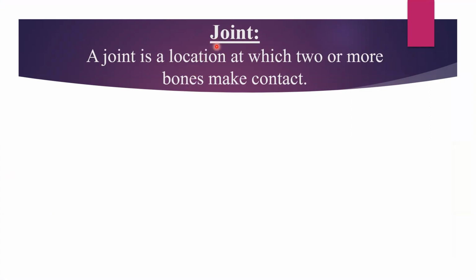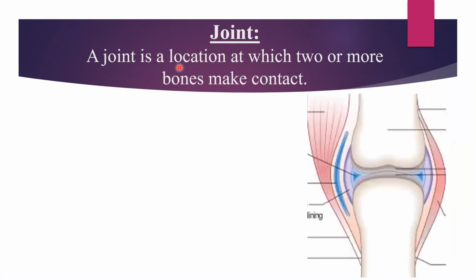Joint. What is a joint? A joint is a location or place at which two or more bones make contact. This is a bone, this is a bone. This is a joint. A joint is a place where two or more bones make contact.